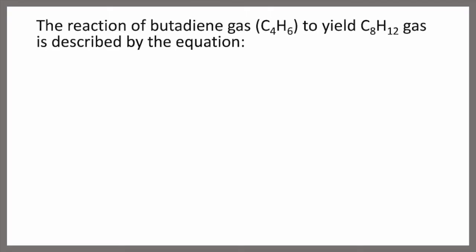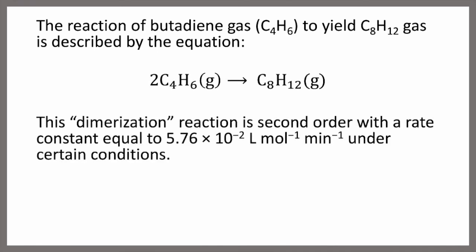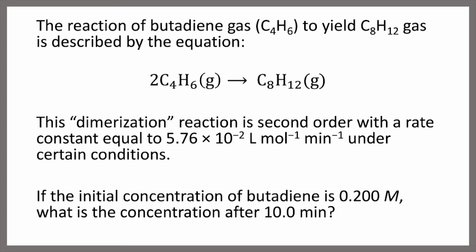The reaction of butadiene gas, C4H6, to yield C8H12 is described by this equation. This dimerization reaction is second order with a rate constant equal to 5.76 times 10 to the negative 2 liters per mole per minute under certain conditions. If the initial concentration of butadiene is 0.200 molar, what's the concentration after 10 minutes?